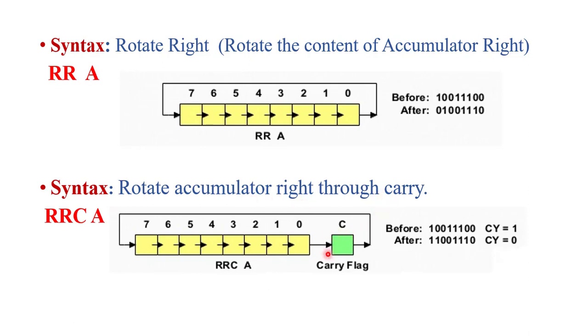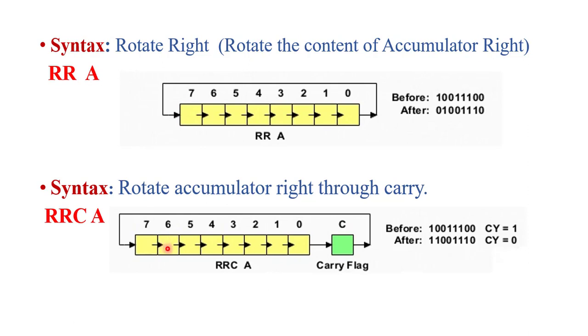Next is rotate accumulator right through carry, if carry is present. This is the syntax of the instruction, RRCA. RRC is the opcode of the instruction and A is the accumulator register. This instruction tells that rotate the content of the accumulator right through the carry. So before rotation, carry is 1 and the accumulator contains this value. When this instruction gets executed, carry is shifted 1 position right. The 7th bit is moved 1 position right into the 6th bit.